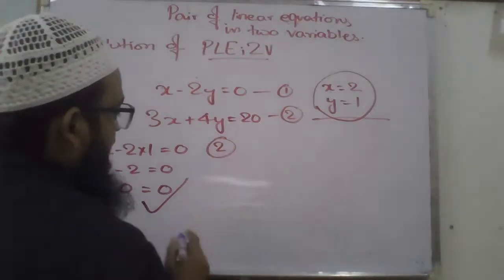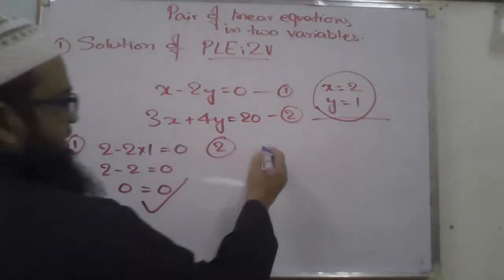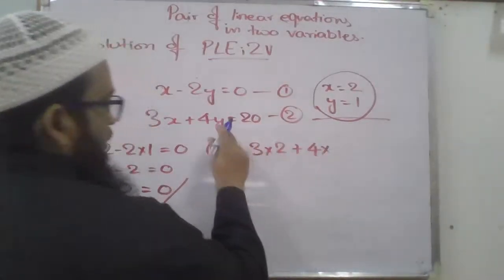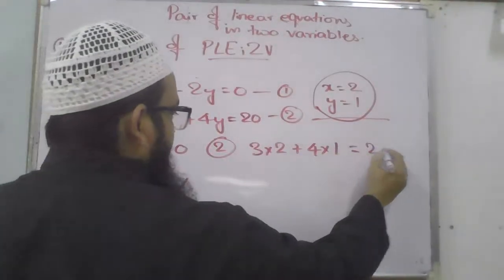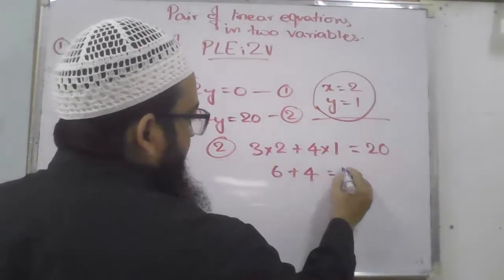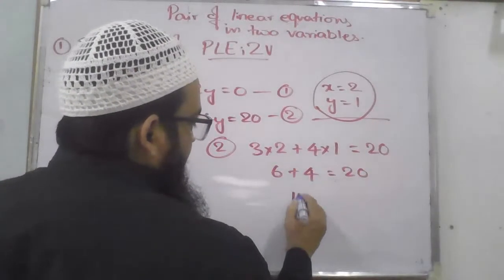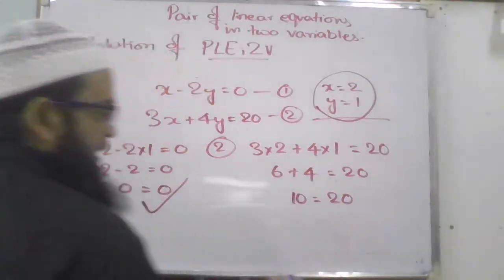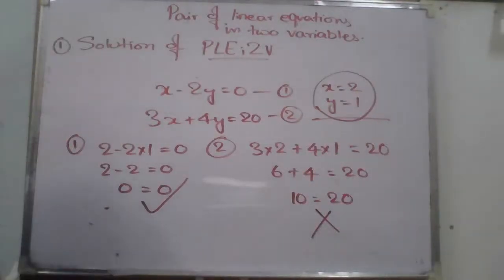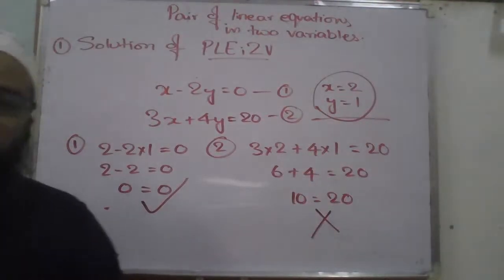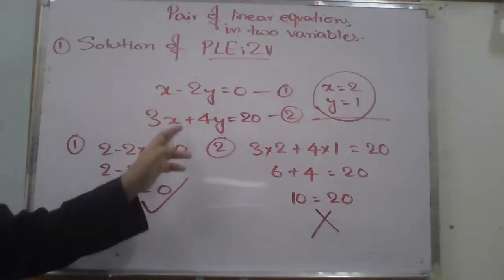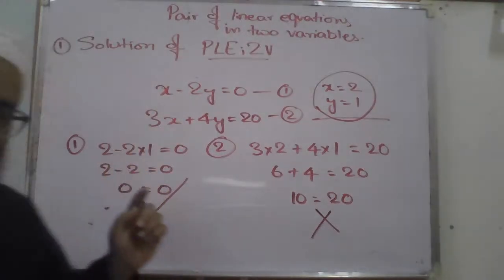Let us find out for the second equation. 3 times 2 plus 4 times 1 should be equal to 20. 3 2s are 6 plus 4 1s are 4, so 6 plus 4 is 10. Is 10 equal to 20? No. Therefore x is equal to 2 and y is equal to 1 is not the solution of the pair of linear equations in two variables. Got it, my dear students?